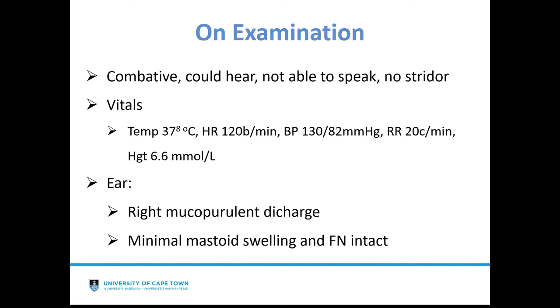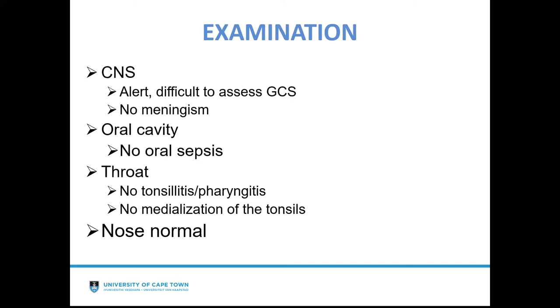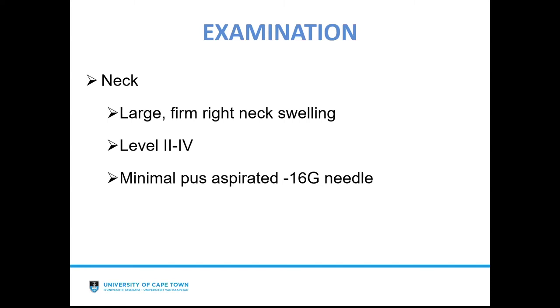On ear examination, he was not a very cooperative patient. Of note, he had a right mucopurulent discharge, a minimal mastoid swelling on the right side with intact facial nerve. He was alert, though it was difficult to assess the level of consciousness. No meningism. Oral cavity examination showed no oral sepsis, and throat examination had no evidence of any tonsillitis or pharyngitis, and nose examination was normal. On neck examination, he had a large firm right neck swelling extending from level 1 to 4 of the neck, with minimal pus aspirated initially with a 16 gauge needle.